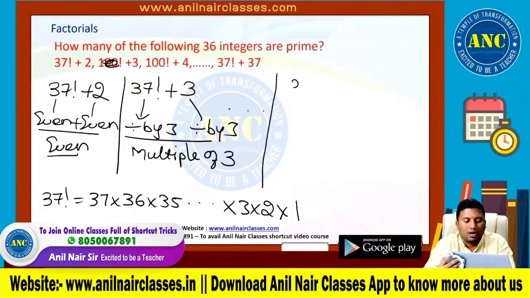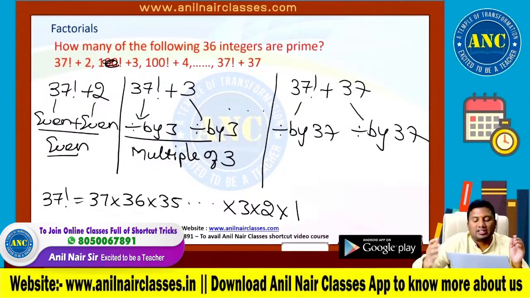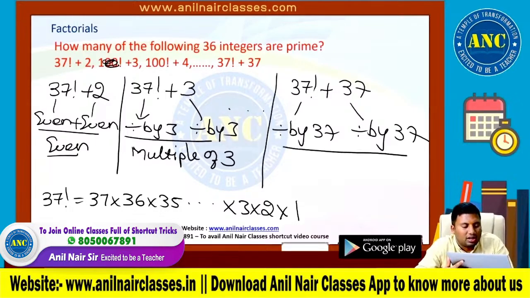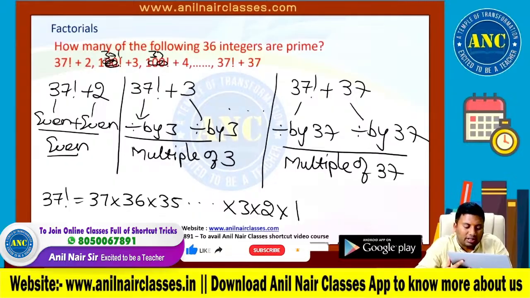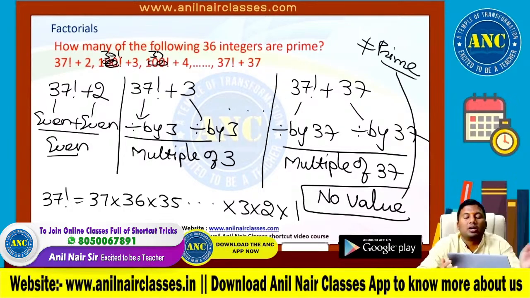And so on up to 37 factorial plus 37. This is divisible by 37 and 37 is also divisible by 37. If I add two numbers which are divisible by 37, the answer will be divisible by 37. So again it is a multiple of 37. That means all the numbers are multiples of 37. No value is a prime number. All the 36 numbers are composite numbers.